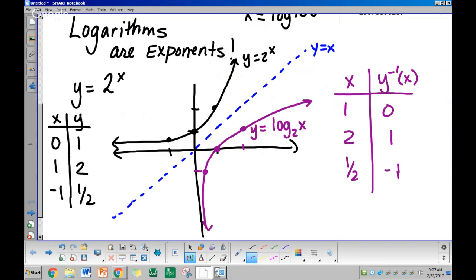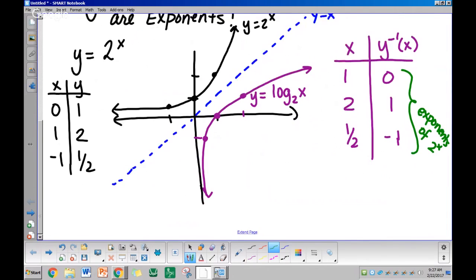Now, what I'd like you to see right away is what are the y values here? The y values are the x values here, but the x values here on 2 to the x are the exponents. So the log function is a graph of all the exponents. Okay? So these y values are the exponents of 2 to the x, which is kind of interesting, I think. All right, so let's talk about the properties of log base 2 of x.